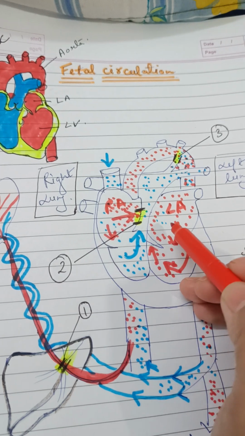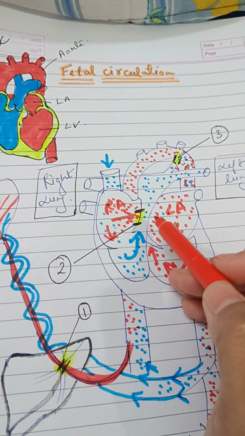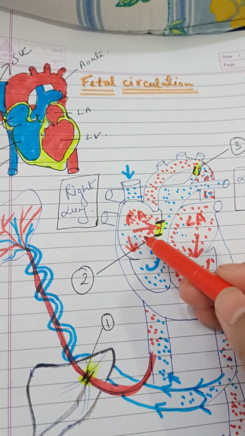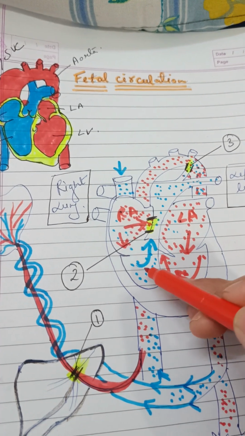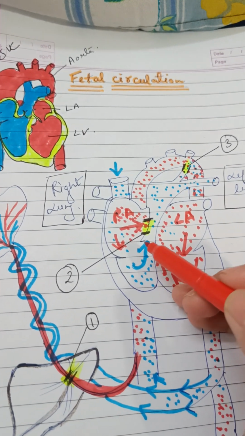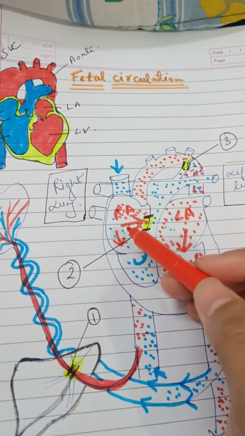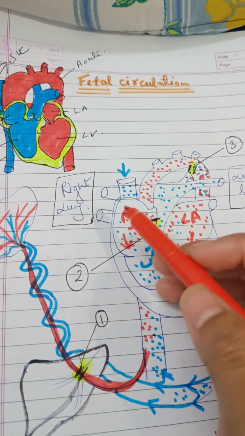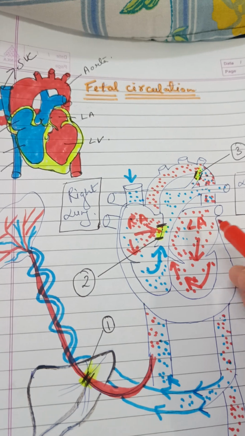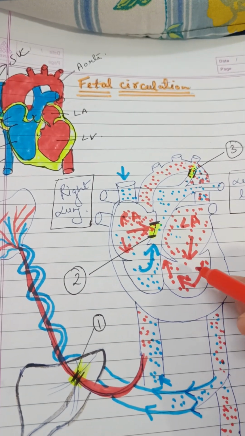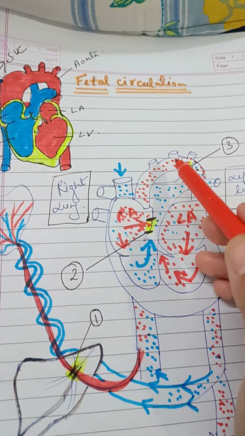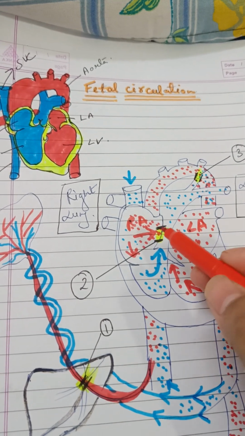So most of the oxygenated blood, that is 80% of the blood, will move through this way, and 20% of the blood will move this way, that is, through the pulmonary artery. Most of the blood will shunt from the right atrium to the left atrium, and from the left atrium this blood will move to the left ventricle, and from that it will get distributed throughout the body. This is how it happens.